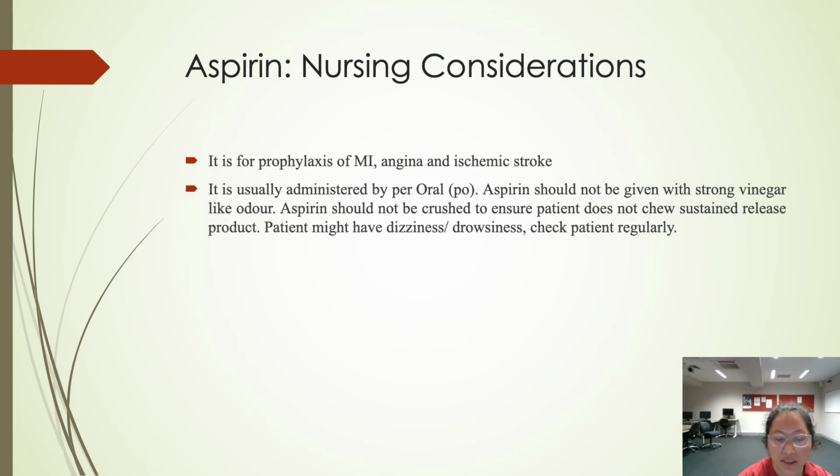Question number 4. Discuss the associated nursing intervention considerations related to the medications given to Mrs. Georgopoulos. Aspirin. Aspirin inhibits platelets. It is for prophylaxis of MI, angina, and ischemic stroke. Side effects of aspirin are nausea, vomiting, stomach pain, heartburn, renal impairment, increased GI effects, and bleeding. Nursing considerations of aspirin are: it is usually administered orally. Aspirin should not be given if it has a strong vinegar-like odor. Aspirin should not be crushed, and ensure the patient does not chew sustained release products. The patient may have dizziness and drowsiness, so check the patient regularly.